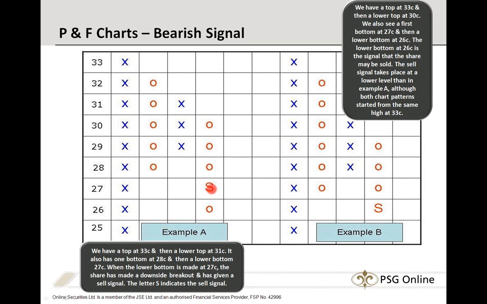Again, it's a bit more reliable than just a pure double top or double bottom in the sense that we have lower highs, lower lows. Same thing here. There's our high, there's our lower high, there's our double bottom. We break out through that. There's our sell signal.